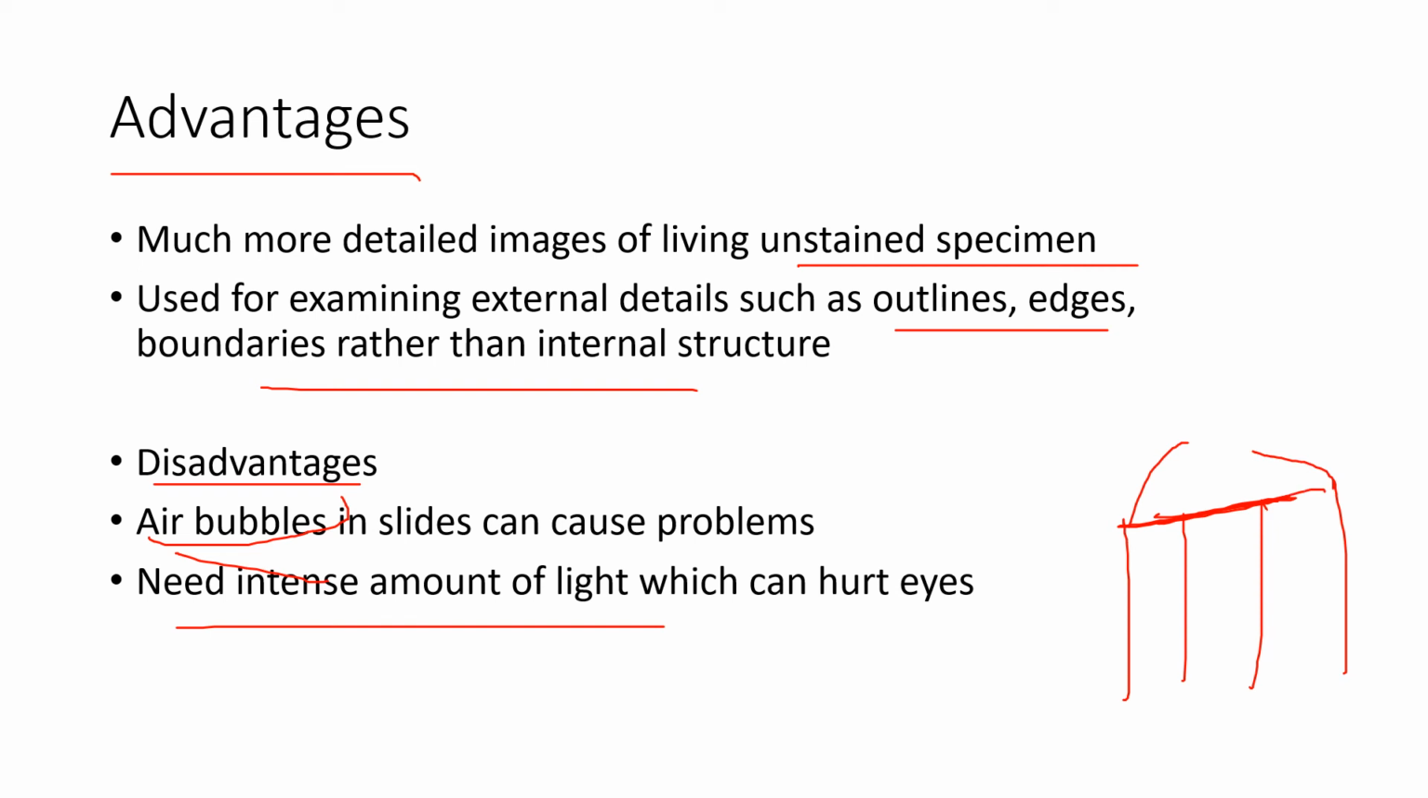So already we have decreased the amount of light, and whatever amount of light is passing through the cell should be of great intensity. Otherwise those cells will also not appear bright against the dark background. So to make sure those cells appear bright, we need an intense amount of light. And that intense amount of light can hurt our eyes, which can be dangerous.